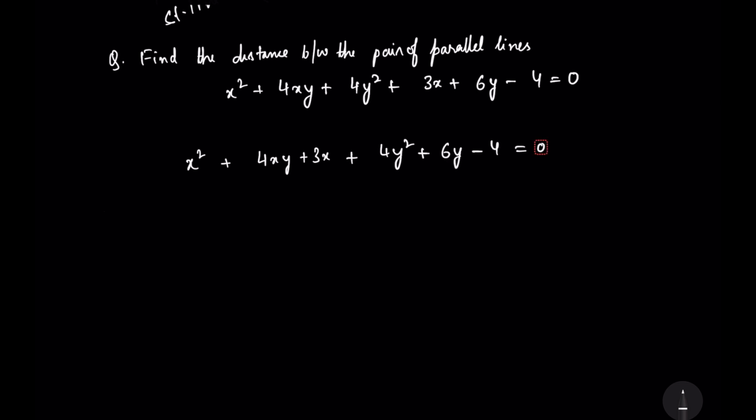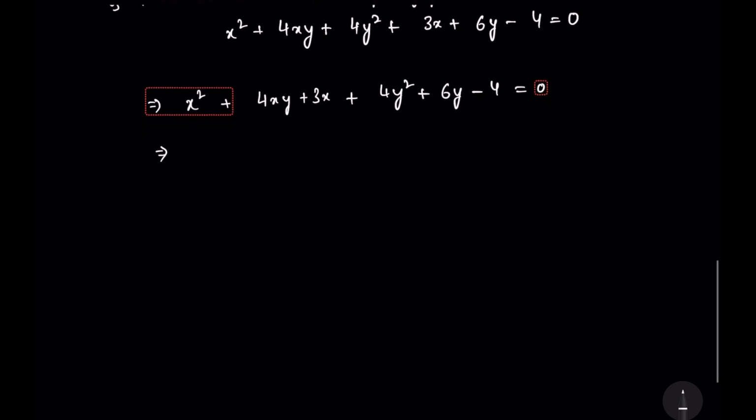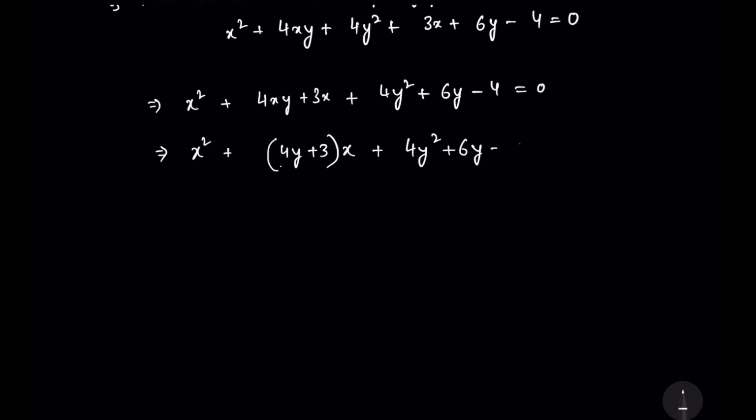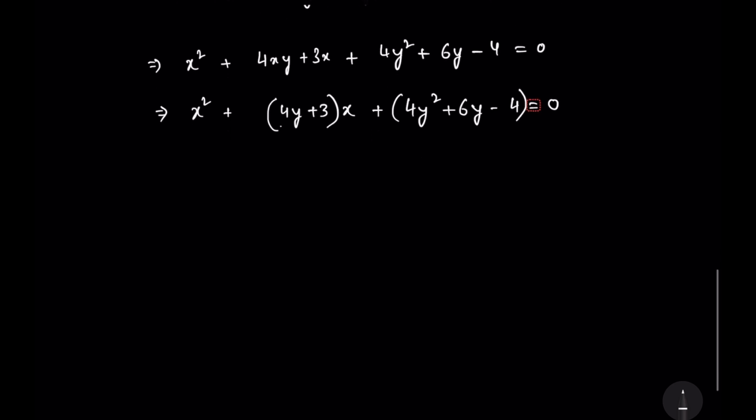My plan is that I will treat the y part as constant and try to find the value of x. So now this was step one. Step two will be x square plus x I take common, 4y plus 3. Let's write x this side, 4y plus 3, x this side, for your clarity, plus 4y square plus 6y minus 4 is equal to 0. Correct, students? Till here it's correct?